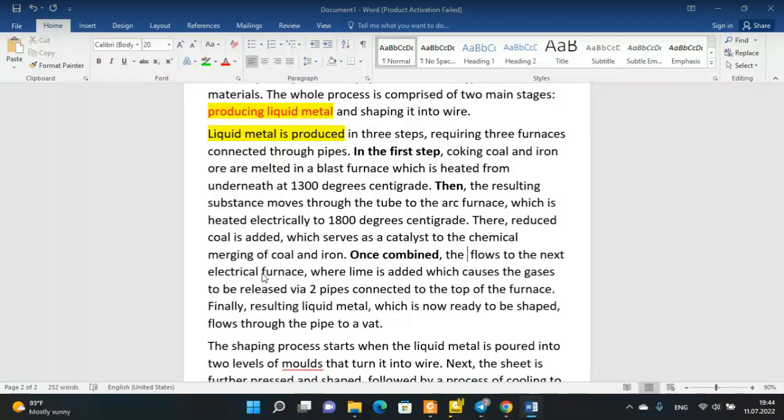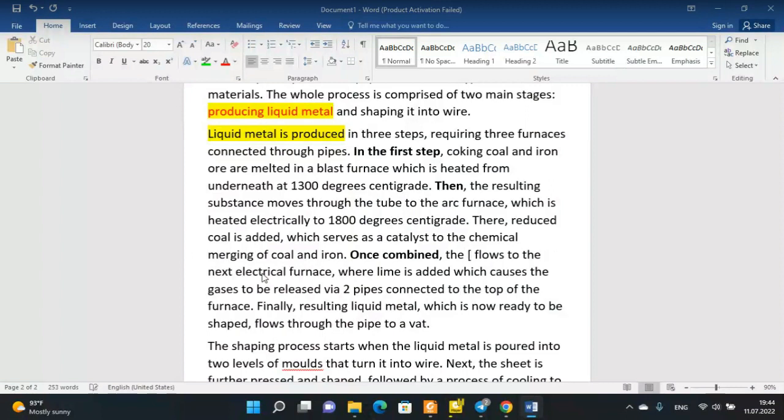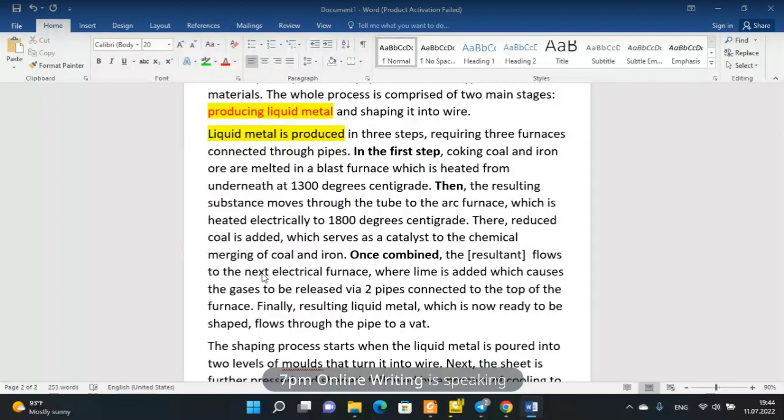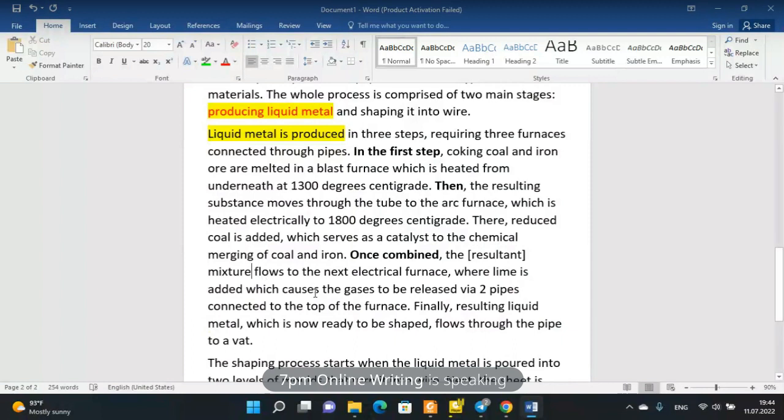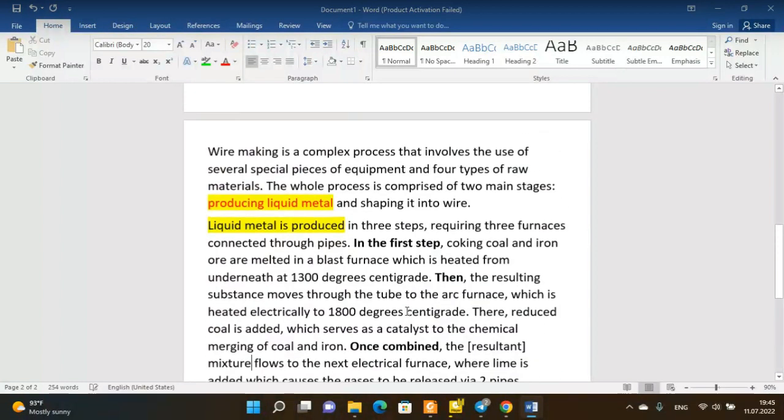So instead of resulting, one thing, I'm going to put it in parentheses here: the resultant. We can also use this word, but I think it's too similar to resulting. So the mixture flows to the next electrical furnace where lime is added, which causes the gases to be released via two pipes connected to the top of the furnace.